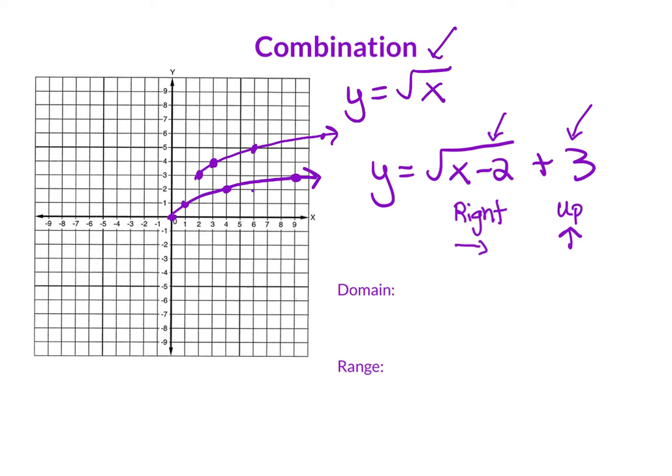So now let's think about that smallest point. The domain, it would be this way, is greater than or equal to 2. X is greater than or equal to 2. And then the y value, it's going to be greater than or equal to 3.